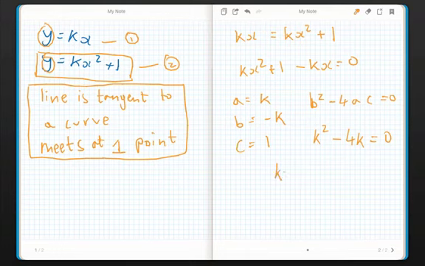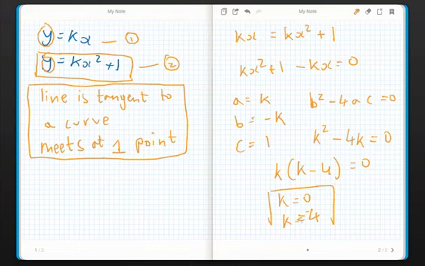Now what's our value of k over here? We do the same method. We get k = 0 and k = 4. But we can already eliminate k = 0 because in the problem they said k is non-zero. So eliminate this. So we have our final answer as k = 4.